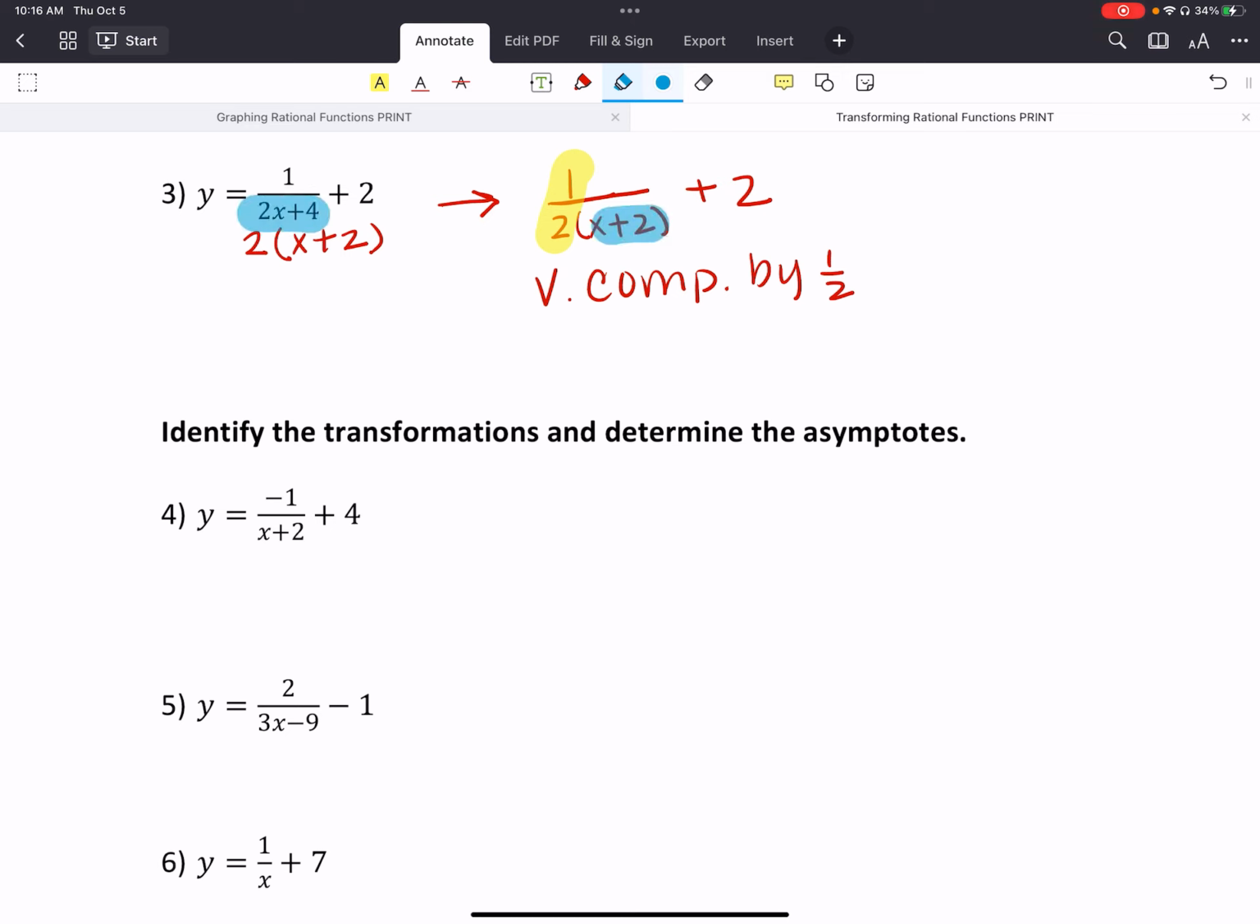So if we look at our original problem, we aren't going to go left 4. We're going to go left 2 because we took that GCF out. So let's write that down. We're going to go left 2. And then our up 2, we don't change. We still go up 2.